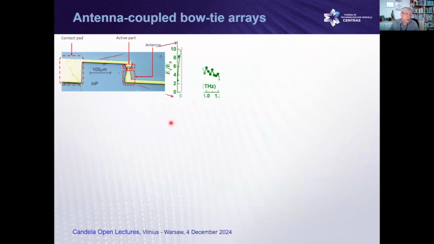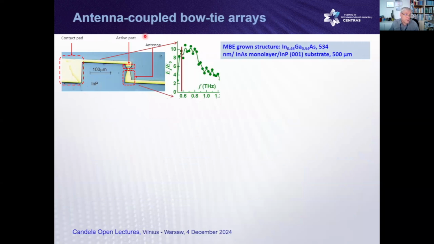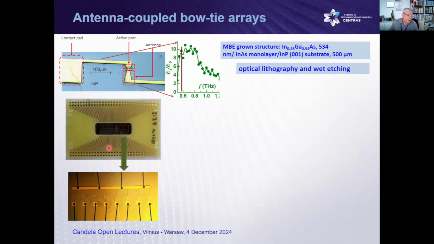And what we did is a coherent mode. We tried to make antenna bow tie arrays, and the device was coupled with additional antennas using indium gallium arsenide material and a relatively simple technology using optical lithography and wet etching. So here is a photo of arrays. Only 8 devices were used in the line, and the total array is given here.